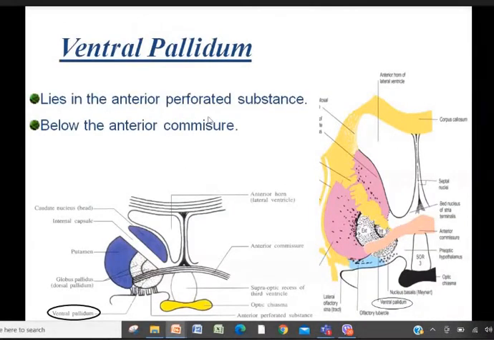Now we'll talk about the ventral pallidum. It lies anterior to the anterior perforated substance. So this is anterior perforated substance and this is ventral pallidum. And it lies below the anterior commissure. So in between the anterior commissure and anterior perforated substance, you are getting the ventral pallidum.